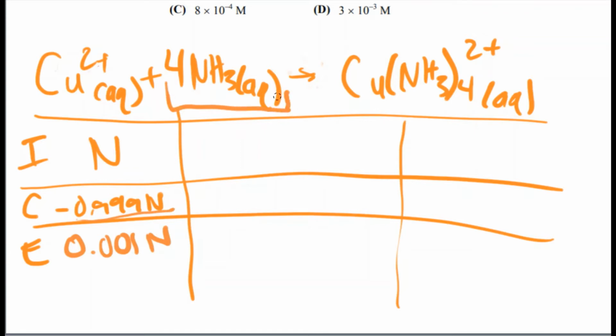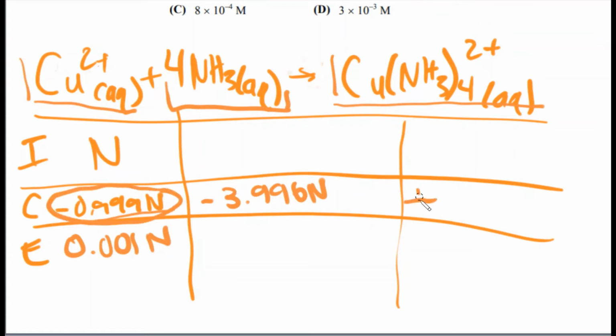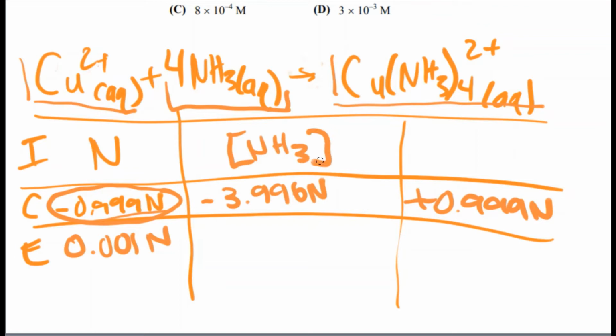Now for every 0.999 N that is consumed, there is 4 times as much NH3 that is consumed. So we multiply negative 0.999 N by 4 to get negative 3.996 N. And we know that we will produce the same amount that we lost because it is a 1-to-1 ratio. So for every 0.999 N lost here, it will gain 0.999 N in terms of molar. Now we know that the concentration initially for NH3 is some unknown value, so I'll denote it as the concentration of NH3 initially. And we know that we start off with no complex.